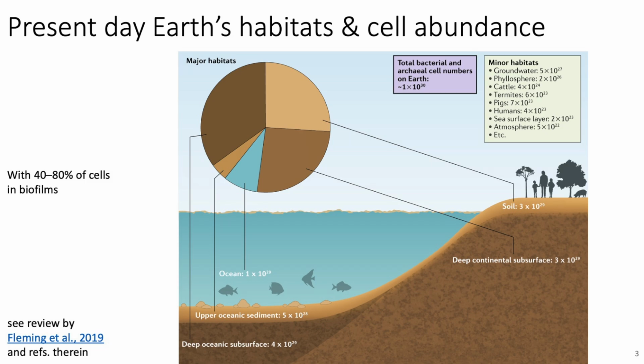Those individuals live in the deep oceanic subsurface for almost half of them. The other half is in the deep continental subsurface. Then we go one order of magnitude less in the upper oceanic sediments, a little less in the ocean, and we have also a bit in the soil. So we are in the order of 10^29 cells in those habitats. Then when we go toward the surface, like groundwater, phyllosphere, cattle, termites, pigs, humans, seawater, atmosphere, etc., we are decreasing by factors of 1,000, 10,000, 1,000,000 in terms of cell numbers.